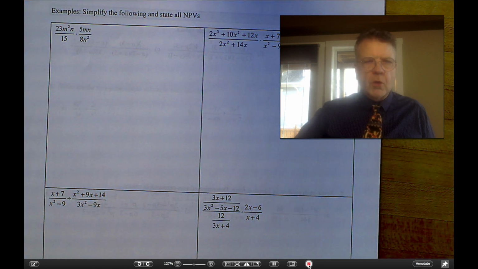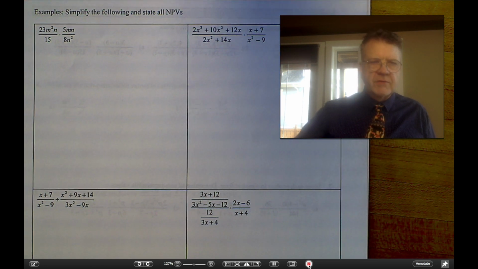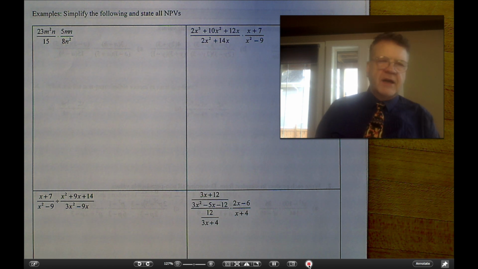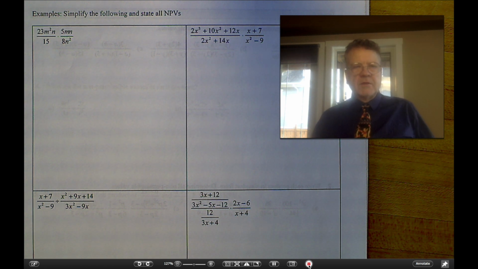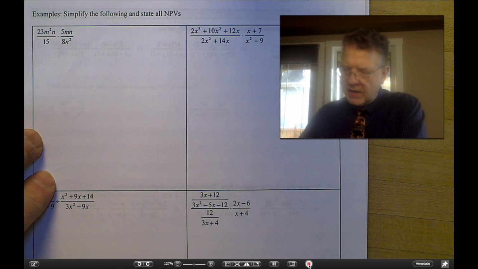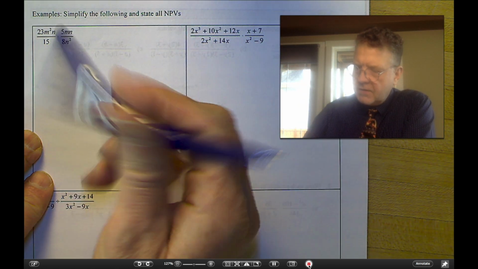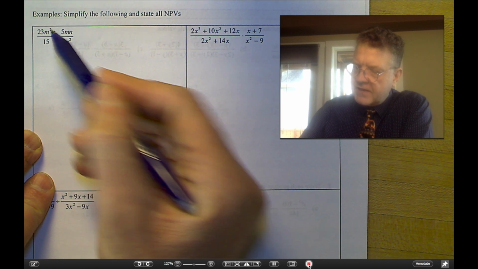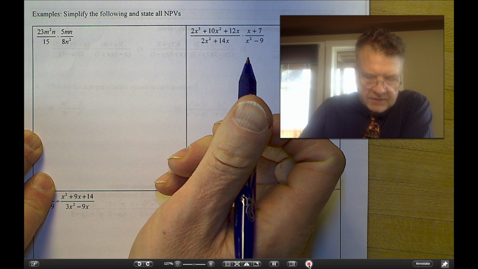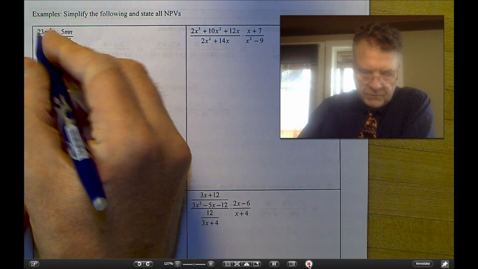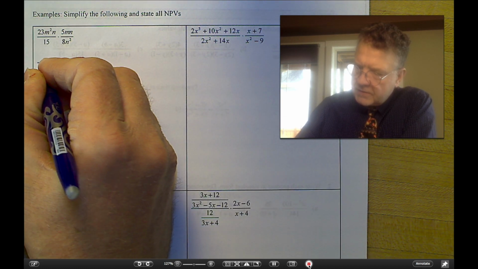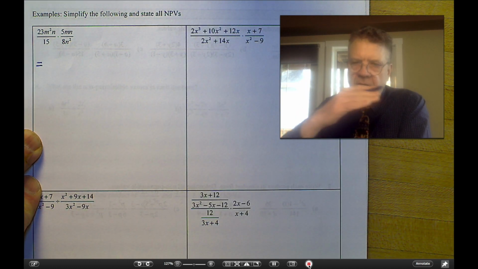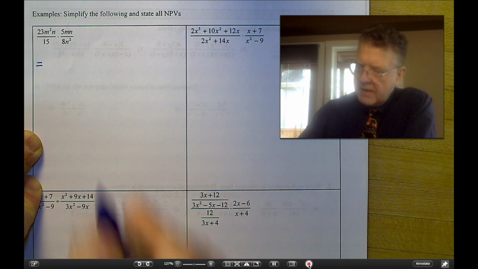This comes from page 140 of your workbook. 23m squared n over 15 times 5mn over 8n squared. Now, there's a fair amount of simplifying you can do. You know, the 5s, for example, and the n squareds and the n's and so forth, right? But let's just bluster this all through here. What do we get? Well, if I want to start multiplying, it's a multiplication operation, so multiply the numerators and multiply the denominators, and let's see what we get.